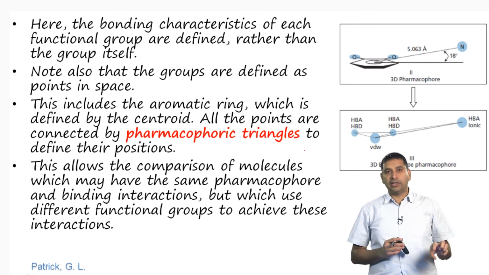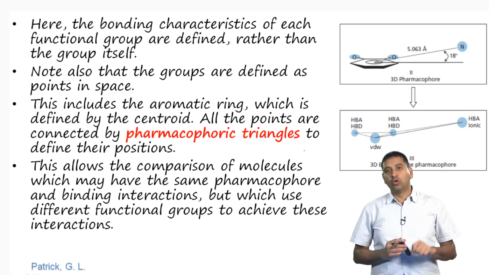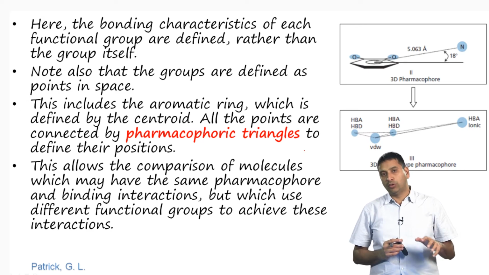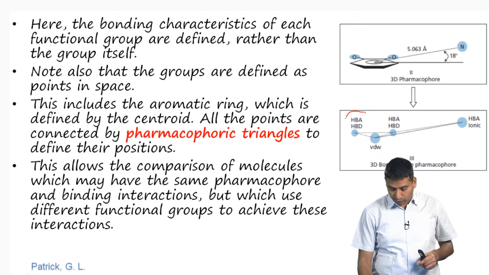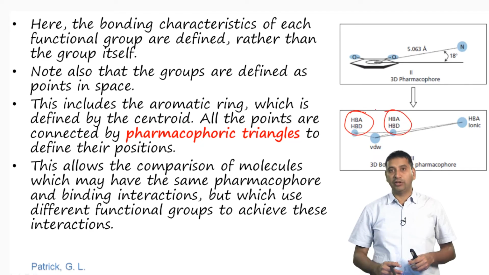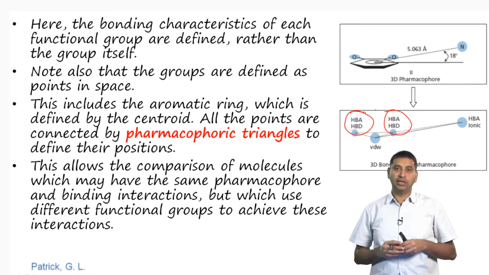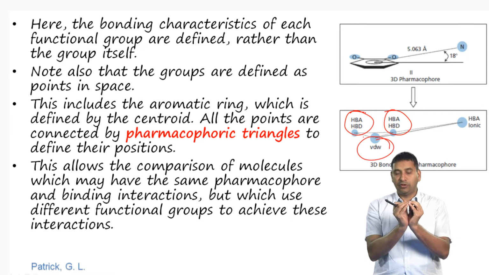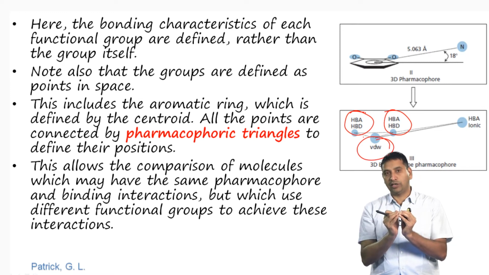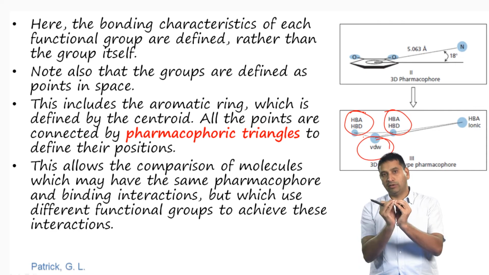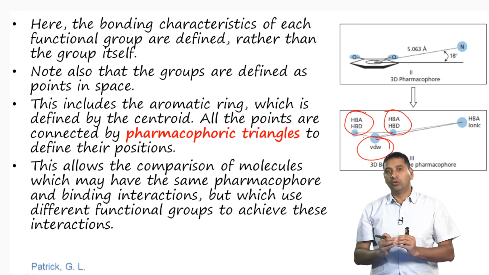So, the bonding characteristics of each functional group is defined, okay, rather than the group itself. So, what we will next do is we will define this OH group as a hydrogen bond acceptor as well as a hydrogen bond donor. Okay. Then the aromatic ring which was there for a van der Waals interaction, the center of the aromatic ring can now be important because then we can start drawing triangles. So, all the functional groups can now be positioned in the right manner.